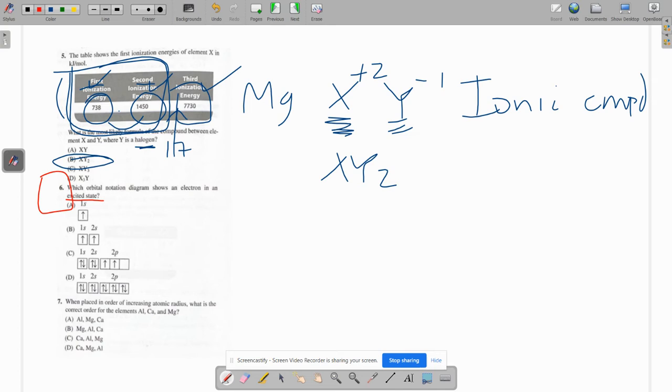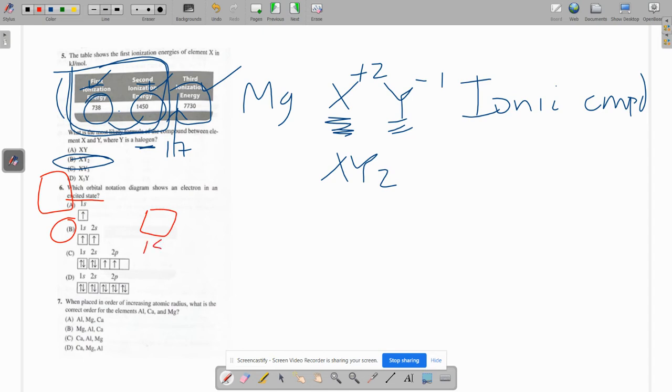So let's see. Looking at letter A, there's an electron in 1s, that's like hydrogen. That would be what you'd expect. But B looks a little weird to me. And I think that's our answer, because if you were to put the electrons filling the lowest energy orbitals first, it would be, let me draw that a little clearer.